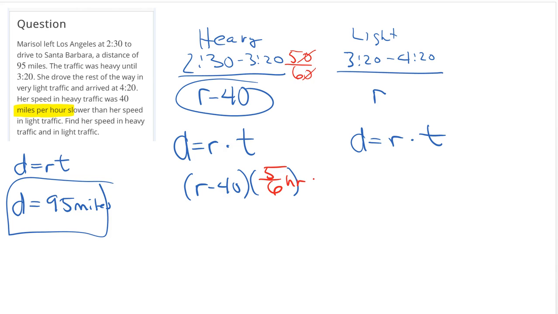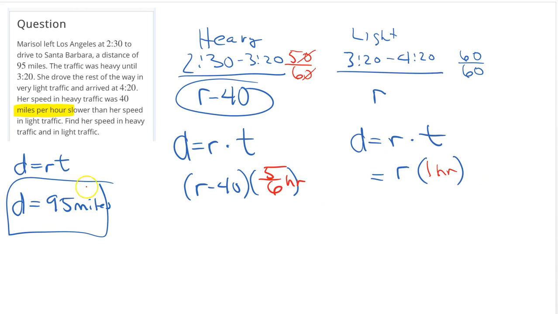Now for our second scenario, our light traffic situation, I still have rate. Well, my rate, we just called it R. My time, how long did she do that? Notice it was for one full hour. So it's 60 minutes, but how much of that is an hour? Well, 60 out of 60, it's 1 hour. So this one is 1 hour. Now that's D for each of them. This is D for heavy traffic. This is D, or distance, for light traffic.